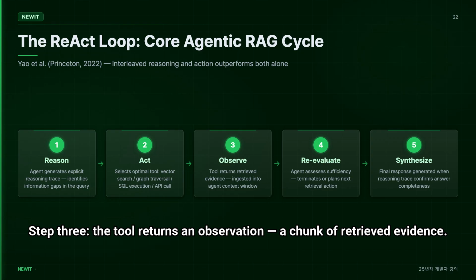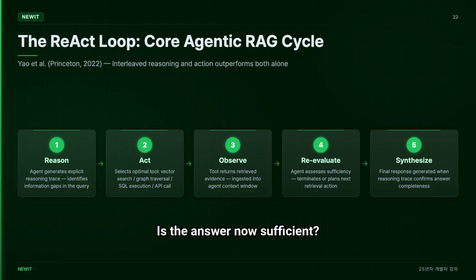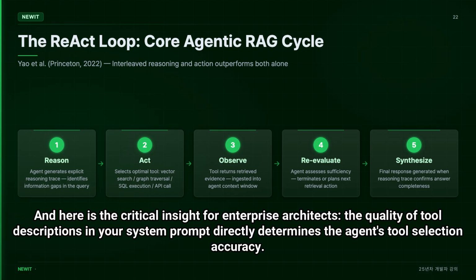Step 3. The tool returns an observation, a chunk of retrieved evidence. Step 4. The agent integrates that observation into its reasoning context and reevaluates. Is the answer now sufficient? If yes, generate the final response. If no, plan the next retrieval action. This is not a pipeline, this is a feedback-driven control loop.